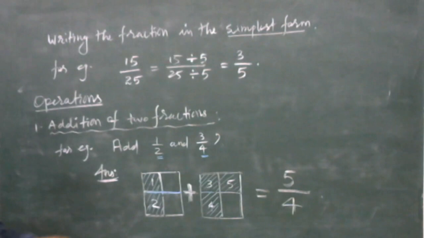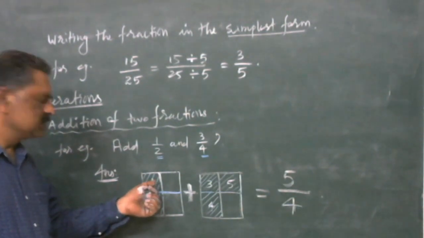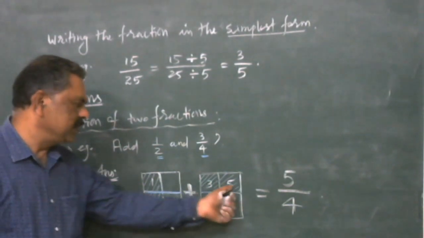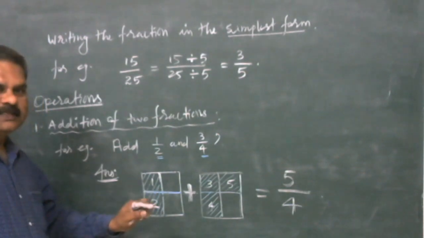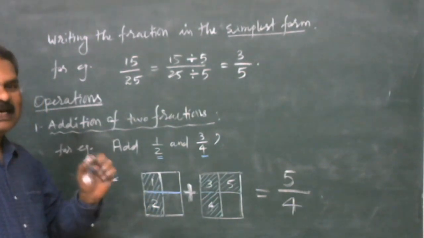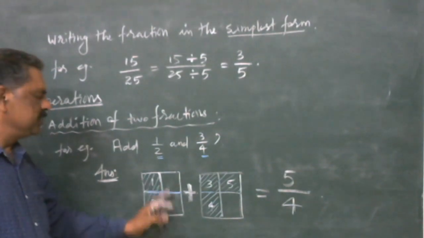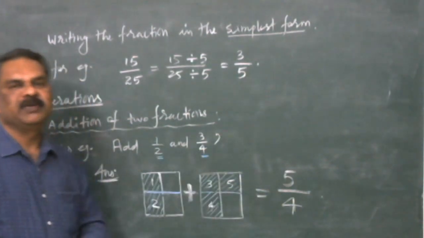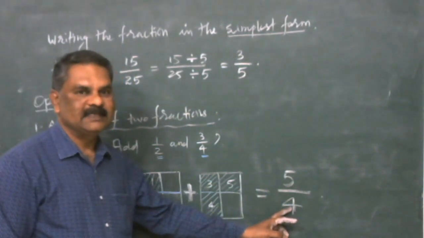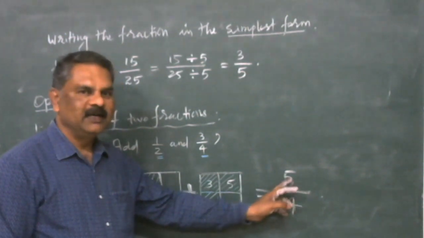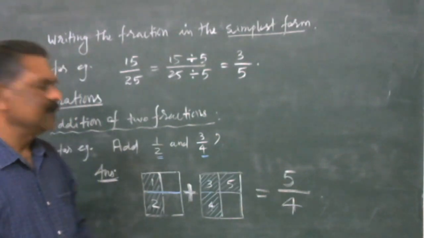Once again, it's very important. Numerator is the number of equal parts taken: 1, 2, 3, 4, 5. 5 parts are there. Numerator, no doubt at all. The denominator is the number of equal parts in a whole. In a whole, how many parts are there? 1, 2, 3, 4 equal parts. So denominator is 4. So this fraction is an improper fraction. Numerator is more, denominator is less. So we call this fraction an improper fraction.